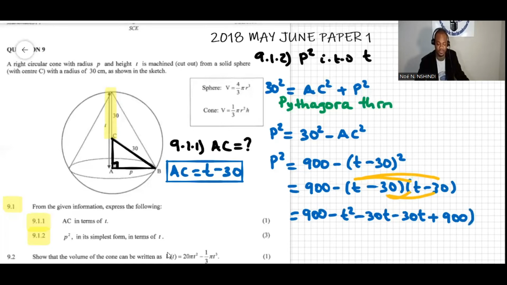We need to be careful here. It must be within the brackets, okay? And then this will be 900 minus t squared. These are like terms. We can write it as negative 60t, and then plus 900.